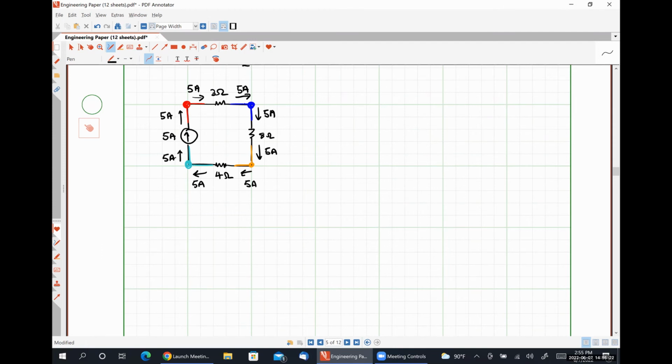And so from this, we can say that all of the elements that are carrying 5 amps are all connected in series. Okay? So that's another way for us to determine when elements are connected in series, is when they're carrying the same amount of current.